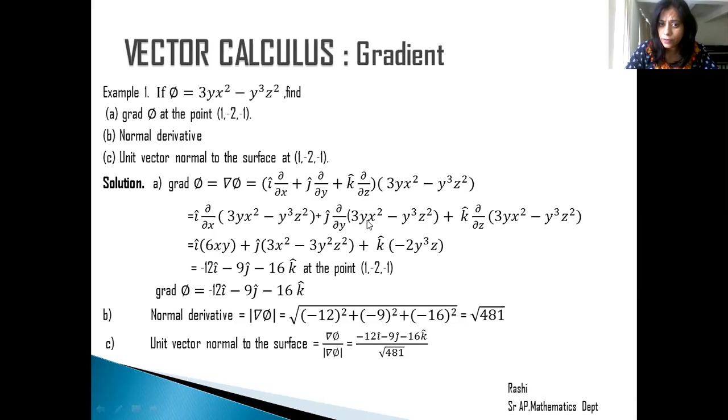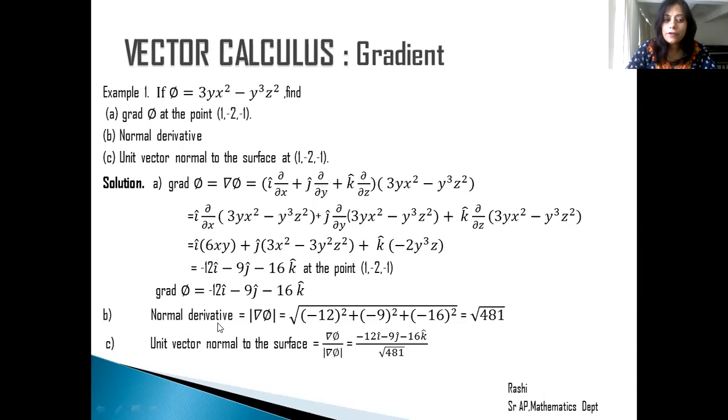This will be 3x² minus 3y²z², right? And this will be 0 minus 2z³. So this is your gradient in general. I want the gradient at the point (1, −2, −1). So put the values of x, y, z as 1, −2 and −1. So this is the gradient, right?